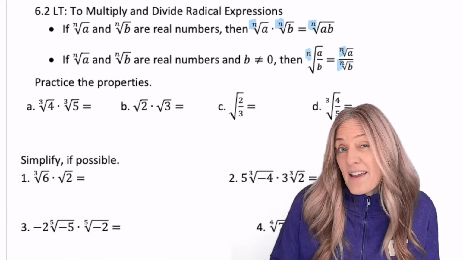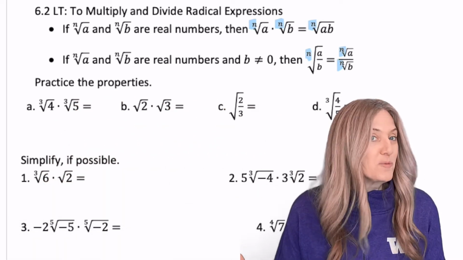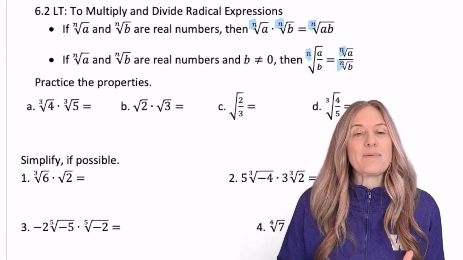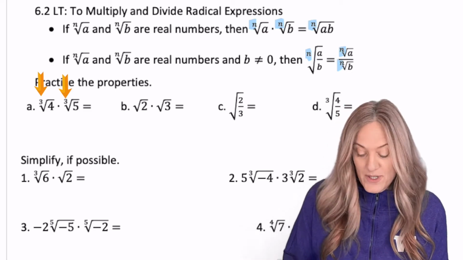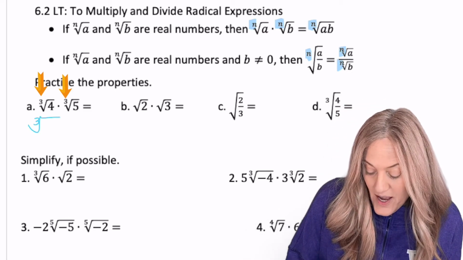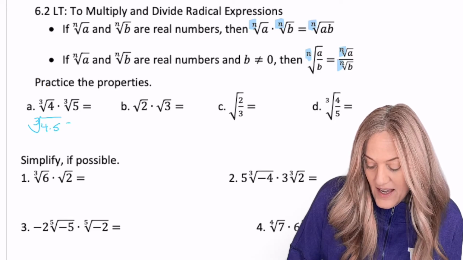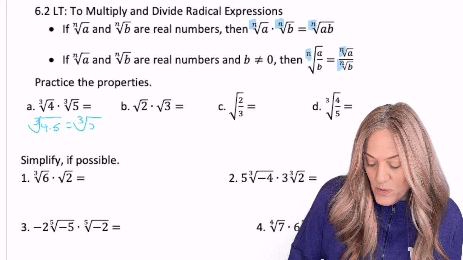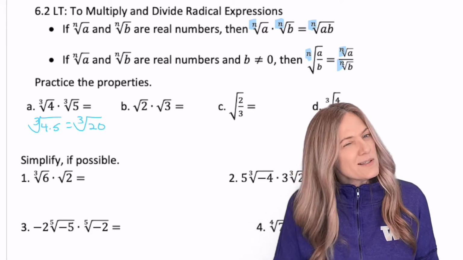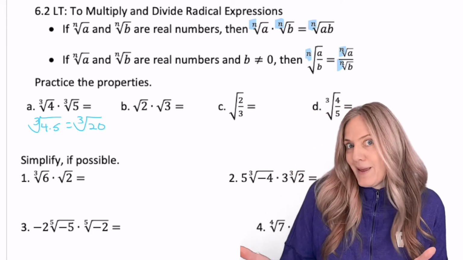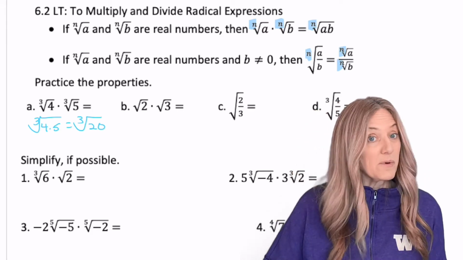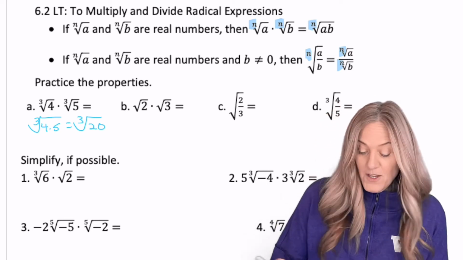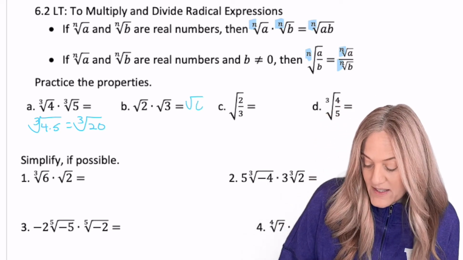Can we multiply the cube root of 4 times the cube root of 5? Absolutely. They both are cube root. So I simply take the cube root of 4 times 5, and my final answer there is cube root of 20. Now, if I could simplify that any, I would, but I can't. Next, square root of 2 times square root of 3. You got it. Square root of 6.